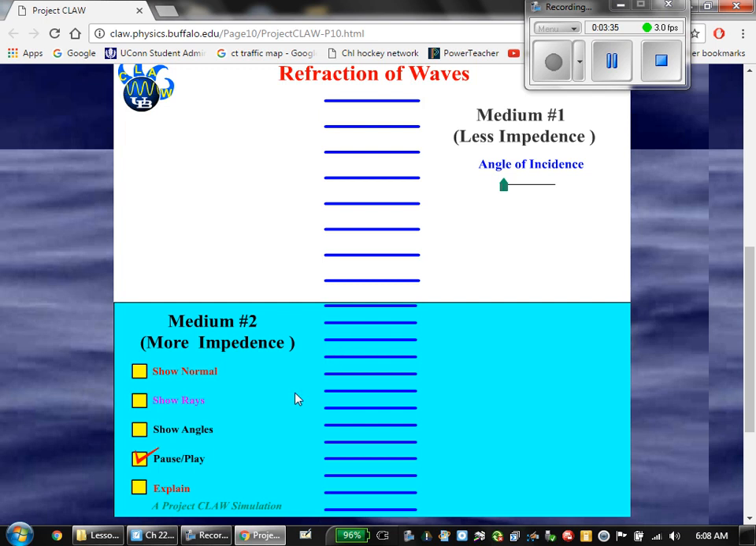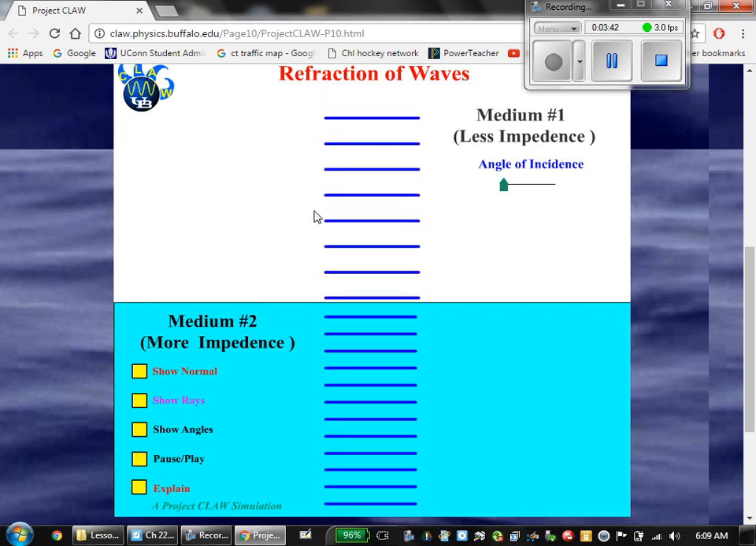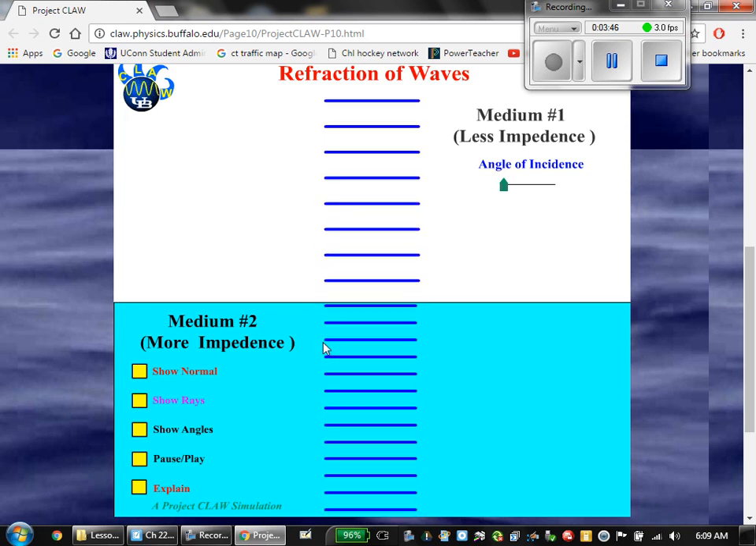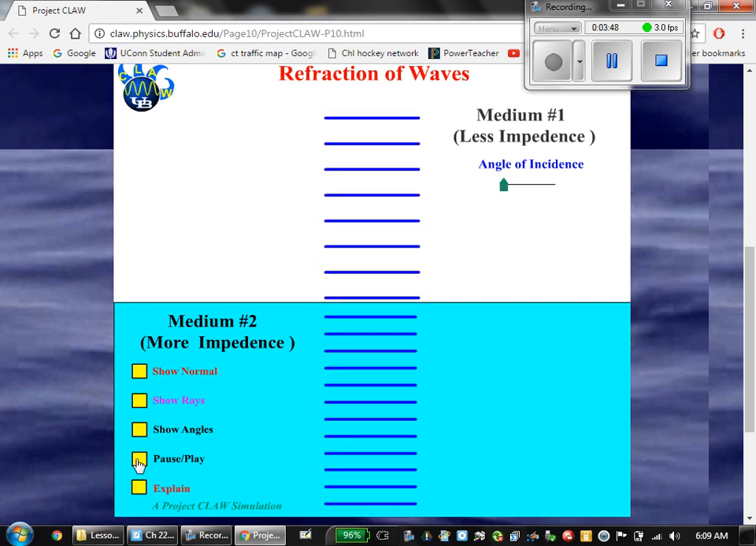The other thing that happens is that when I run this again, you'll see that the speed decreases. So if you track along here, you can see it moving at a certain speed. As it travels into something more optically dense, it slows down. Now, this is a little confusing, but it's kind of important we get this.